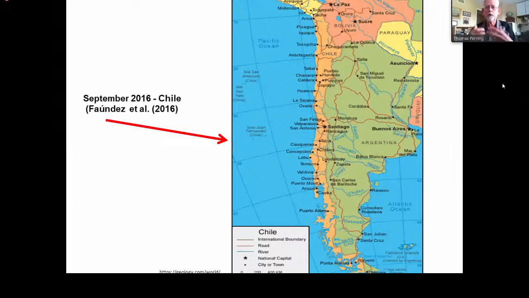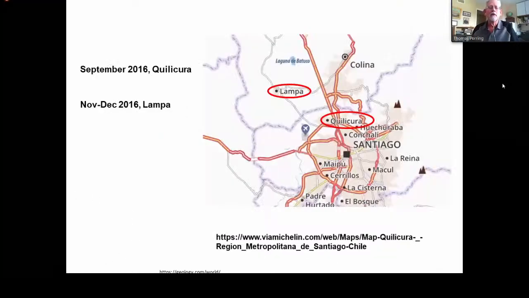Well, in September of 2016, it was discovered in Chile. A very nice paper by Fondes et al. in 2016. The first sightings of it were here in Quitacura. And then that was in September, and in November, December, it had moved into Lampa.